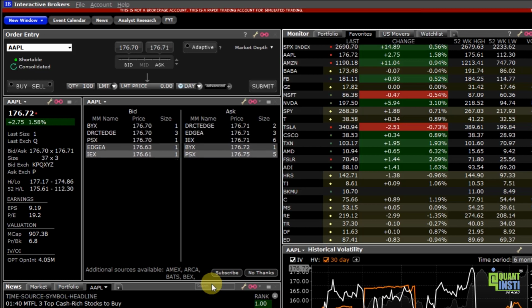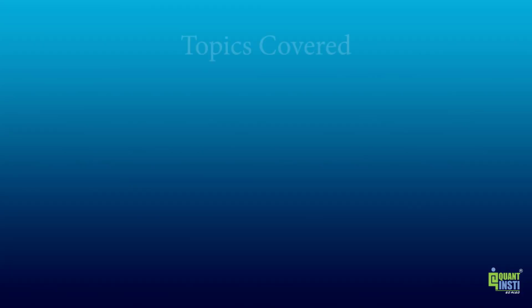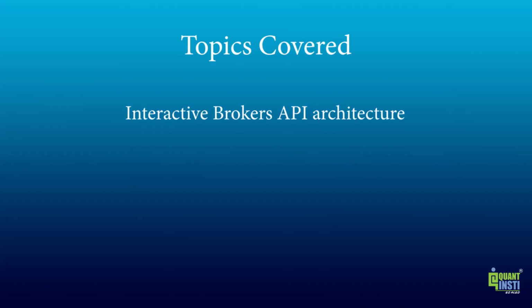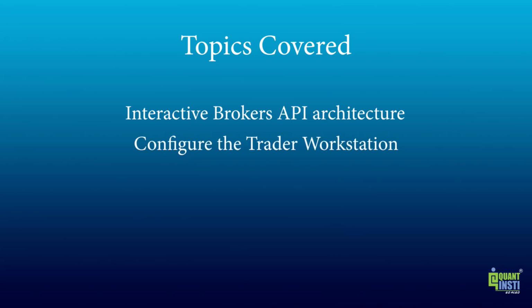This concludes the third lesson in the Trading Using R online course. In this video, we covered the Interactive Brokers API architecture and showed you how to configure the Trader Workstation. In the next lesson, we will introduce the iBrokers package and explain the various API methods.